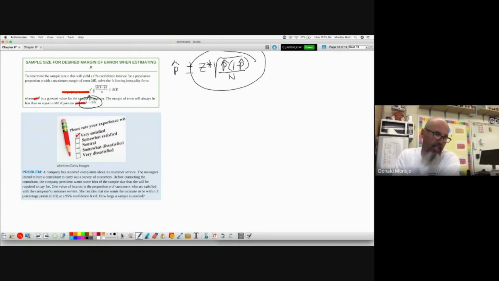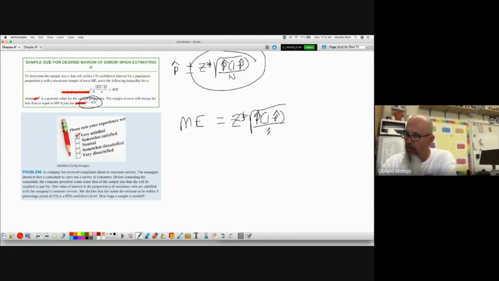So let's do some calculations with this. Let's look at an example. A company received complaints about its customer service. The managers intend to hire a consultant to carry out a survey. Before contacting the consultant, the company president wants some idea of the sample size she will be required to pay for. One value of interest is the proportion P of customers who are satisfied with the company's service. She decides she wants the estimate to be within 3 percentage points, or 0.03, at the 95% confidence level. How large of a sample is she going to have to pay for to make sure that her estimate is within 3 percentage points?